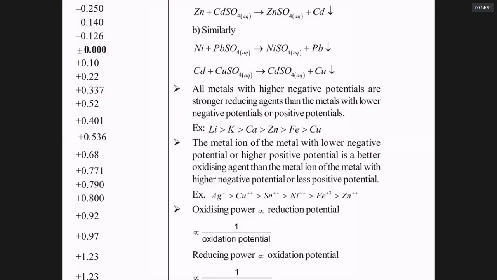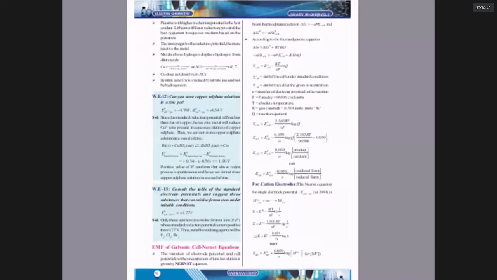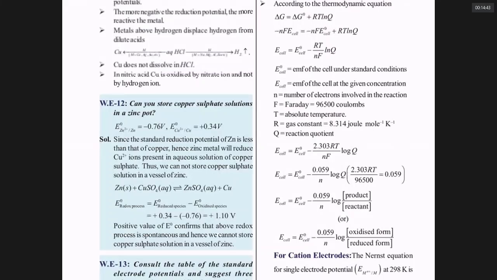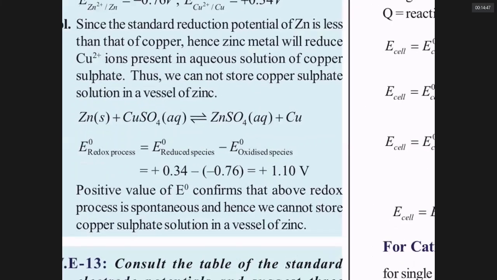In fact, copper has a positive electrode potential. Copper would never lose electrons. Copper never reacts with acid to give hydrogen. Always, if you take two electrodes, E right minus E left, the electrode potential of cathode minus the electrode potential of anode will give you the cell potential.